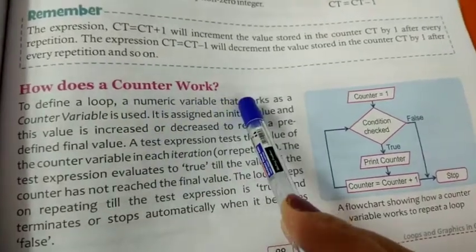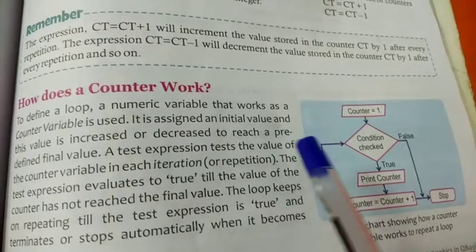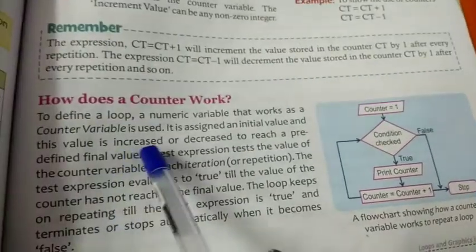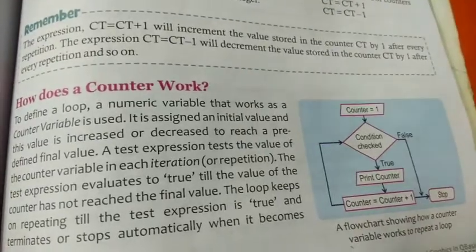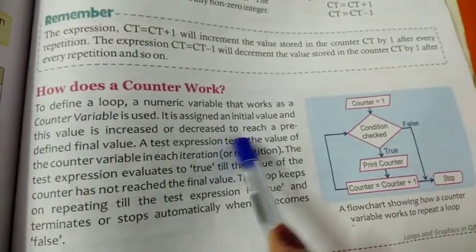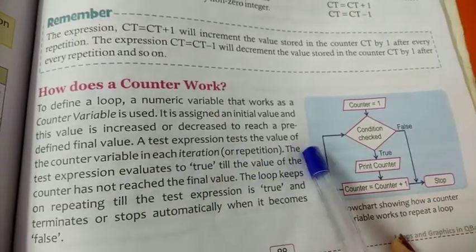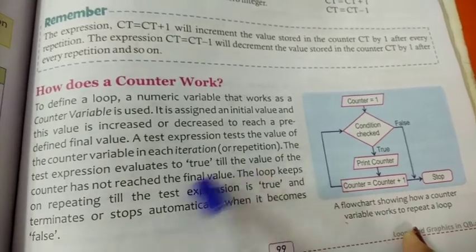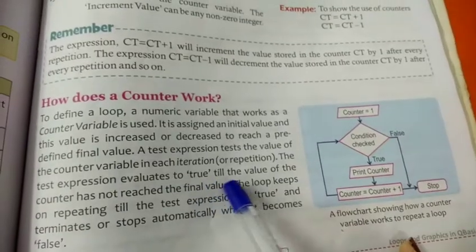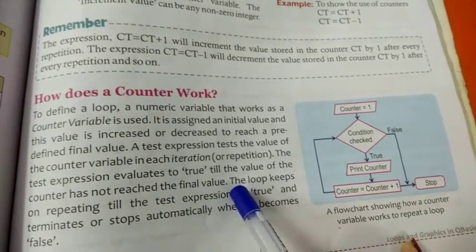Now the next topic is: how does a counter work? To define a loop, a numeric variable that works as a counter variable is used. It is assigned an initial value, and this value is increased or decreased to reach a predefined final value. The test expression tests the value of the counter variable in each iteration or repetition, and evaluates to true till the value of the counter has reached the final value.